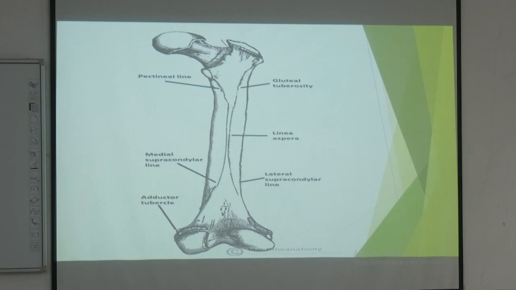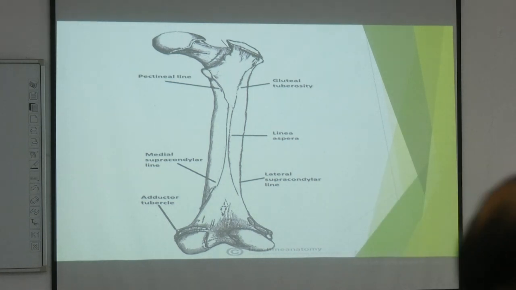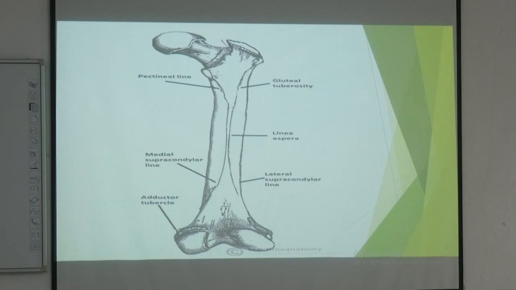Linea aspera, yes, that's the border, right? So medial border, lateral border, posterior border. Posterior border, also known as linea aspera. It has two lips, medial lip, lateral lip. Linea aspera, posterior border.